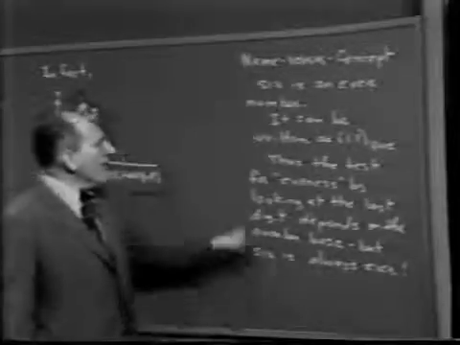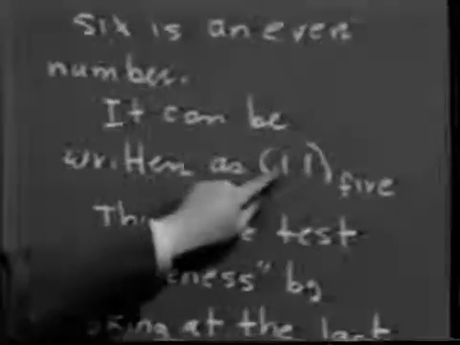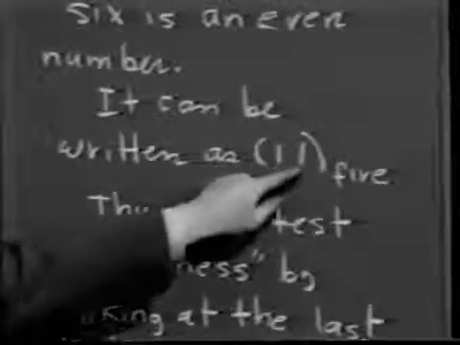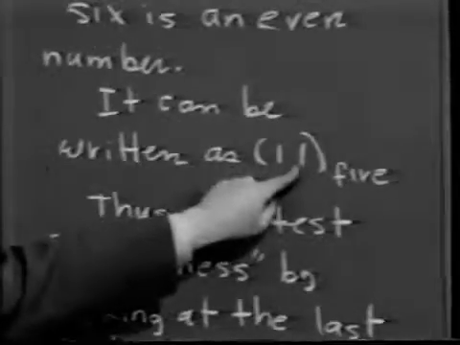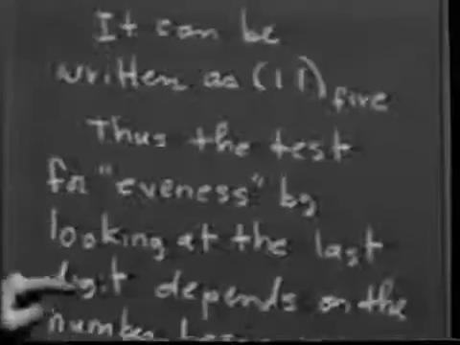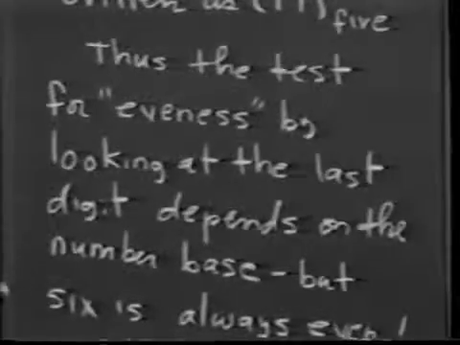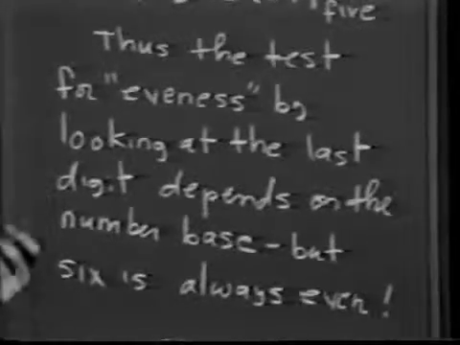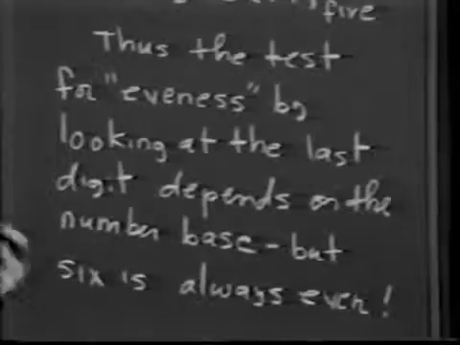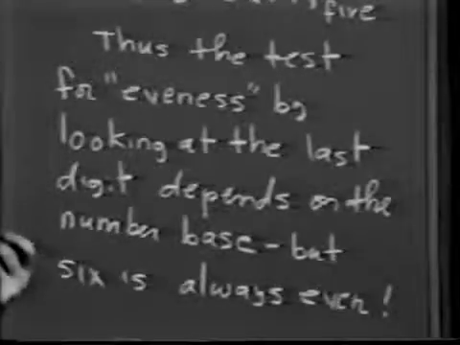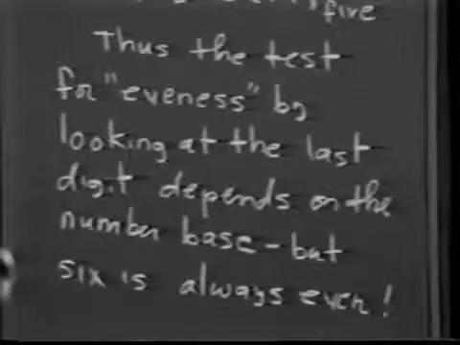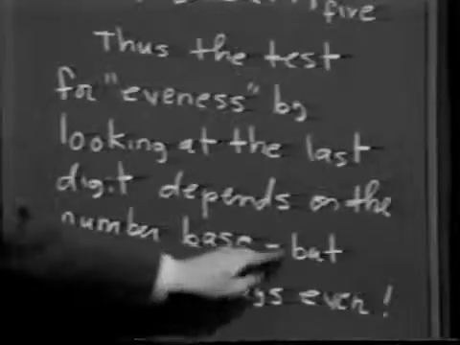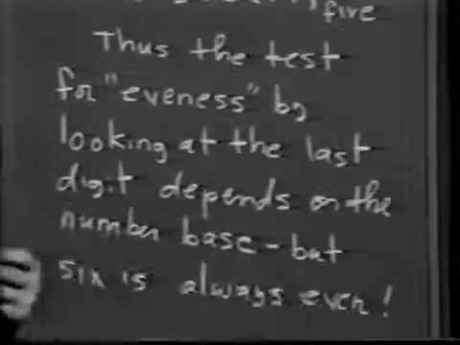If you were to write 6 as a base 5 numeral, it's what? One bundle of 5 with 1 left over. Notice that the number 6 ends in an odd digit in base 5. In other words, the test for evenness by looking at the last digit depends on the number base. In an even base, a number is even if its units digit is even. In an odd base, a number may or may not be even, depending on whether its units digit is even. The actual convenient computational property depends on the base. But the important point is that 6 is always even independently of a number base.